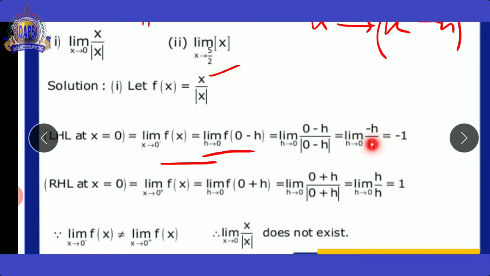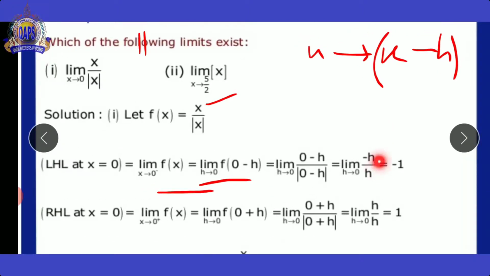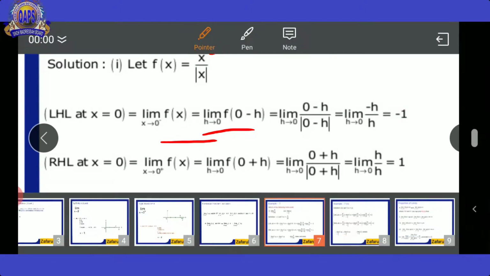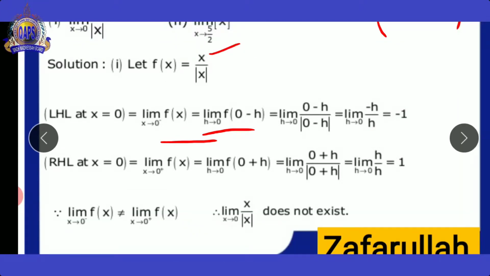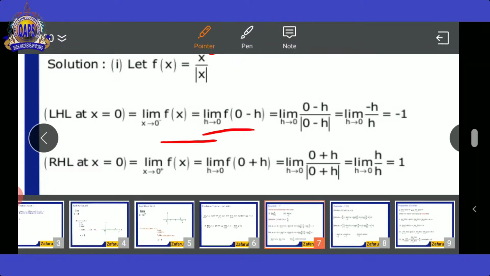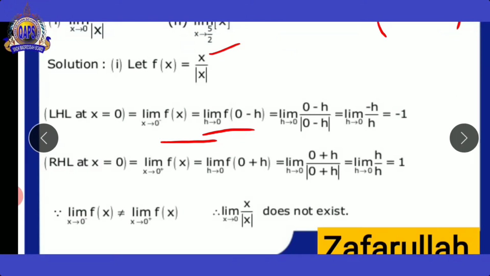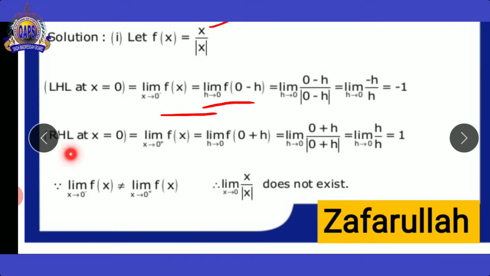Then h and h will be cancelled here, and the result will become -1, because 2 upon 2 divided by 2 gives 1. So h will be cancelled, and the result will become -1. Now we are applying the right hand limit.